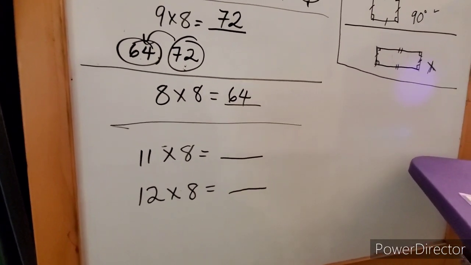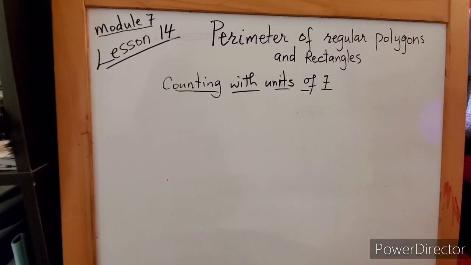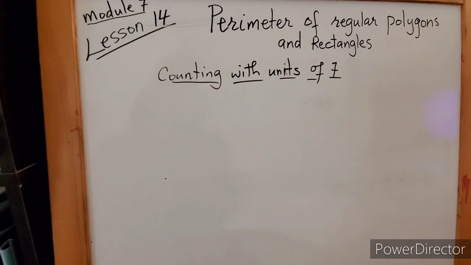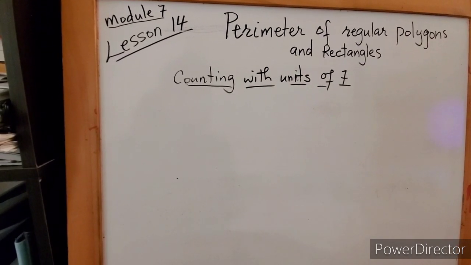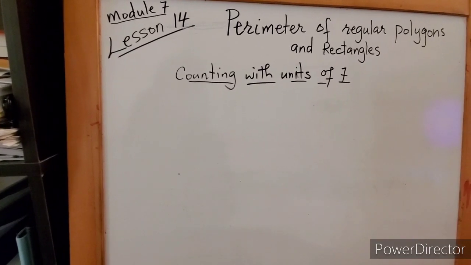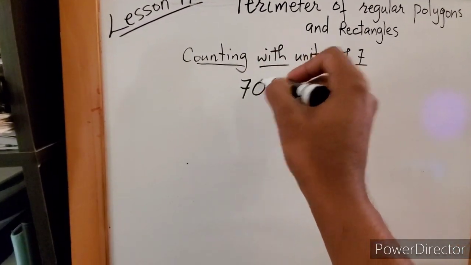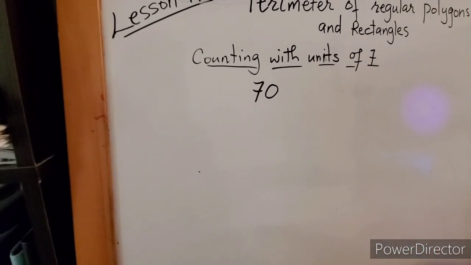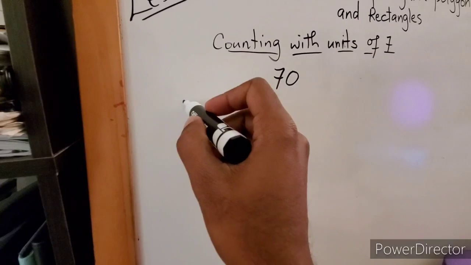All right, we're going to move on to another section, and it's with units of 7, counting with units of 7. Okay, so now let's do equivalent counting with units of 7. And we're going to count up to 70. Okay, all right, let's go. You can count with me as we go along.